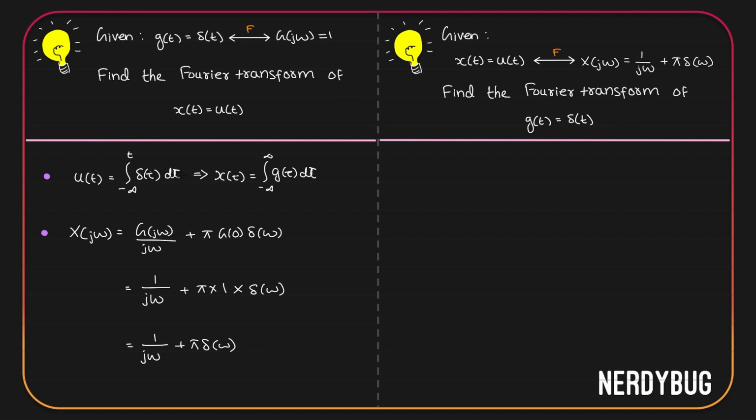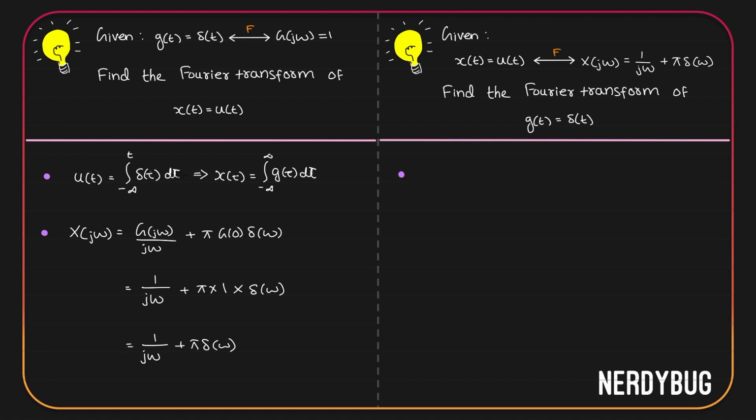Let us try to do the opposite. We have a function x of t, which is the unit step function u of t. Its Fourier transform is x of j omega, which is 1 by j omega plus pi delta of omega. We got it from here. Then we have to find out the Fourier transform of g of t, which is the impulse function delta of t.